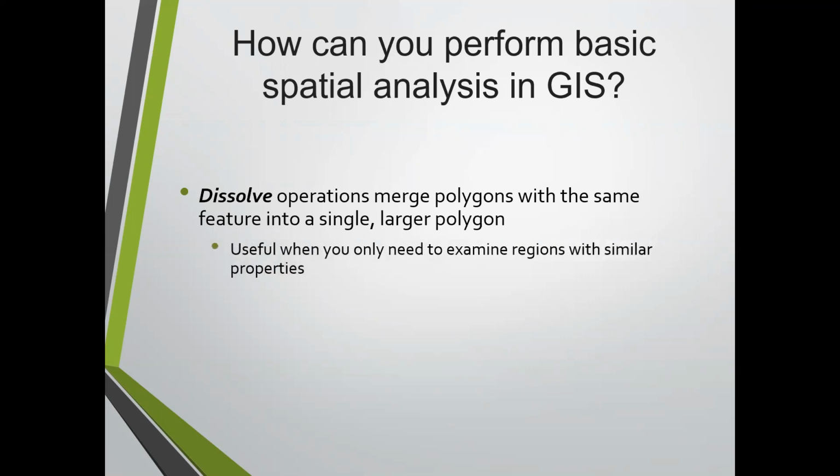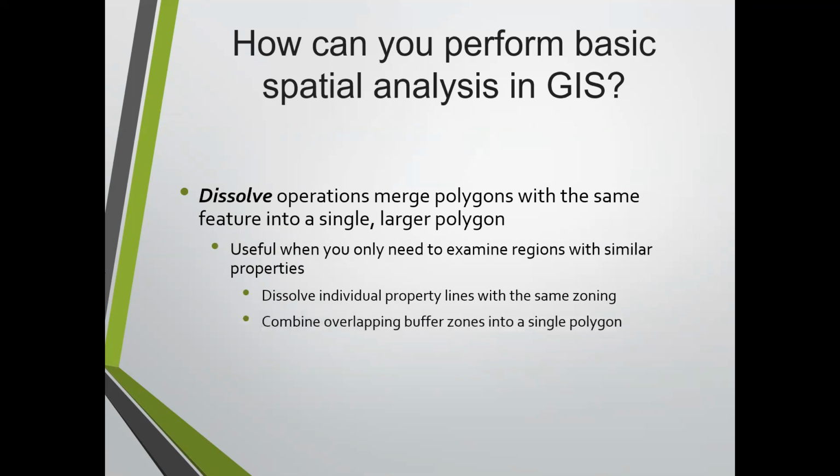So it's useful when you may need to examine regions with similar properties. Again, you might want to use it in a county where you have municipalities or townships and you're interested in looking at some feature across that without looking at each one individually. Okay. You dissolve, let's say, individual property lines with the same zoning into one master zoning for that section. And this will combine overlapping buffer zones into a single polygon. Now, the one thing about dissolve, you can go one way with it, but you can't go the other. So it's impossible to do an undo when you're doing a dissolve.